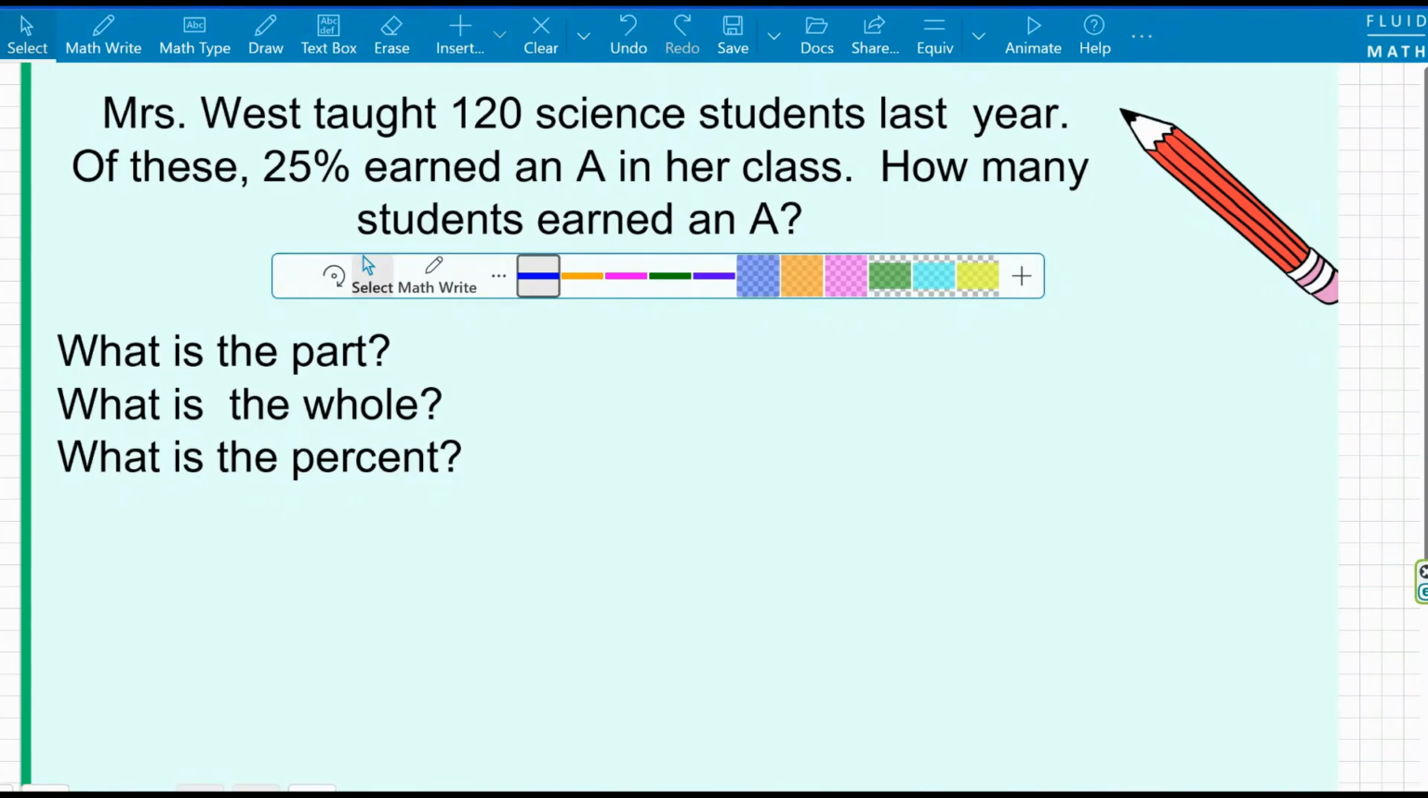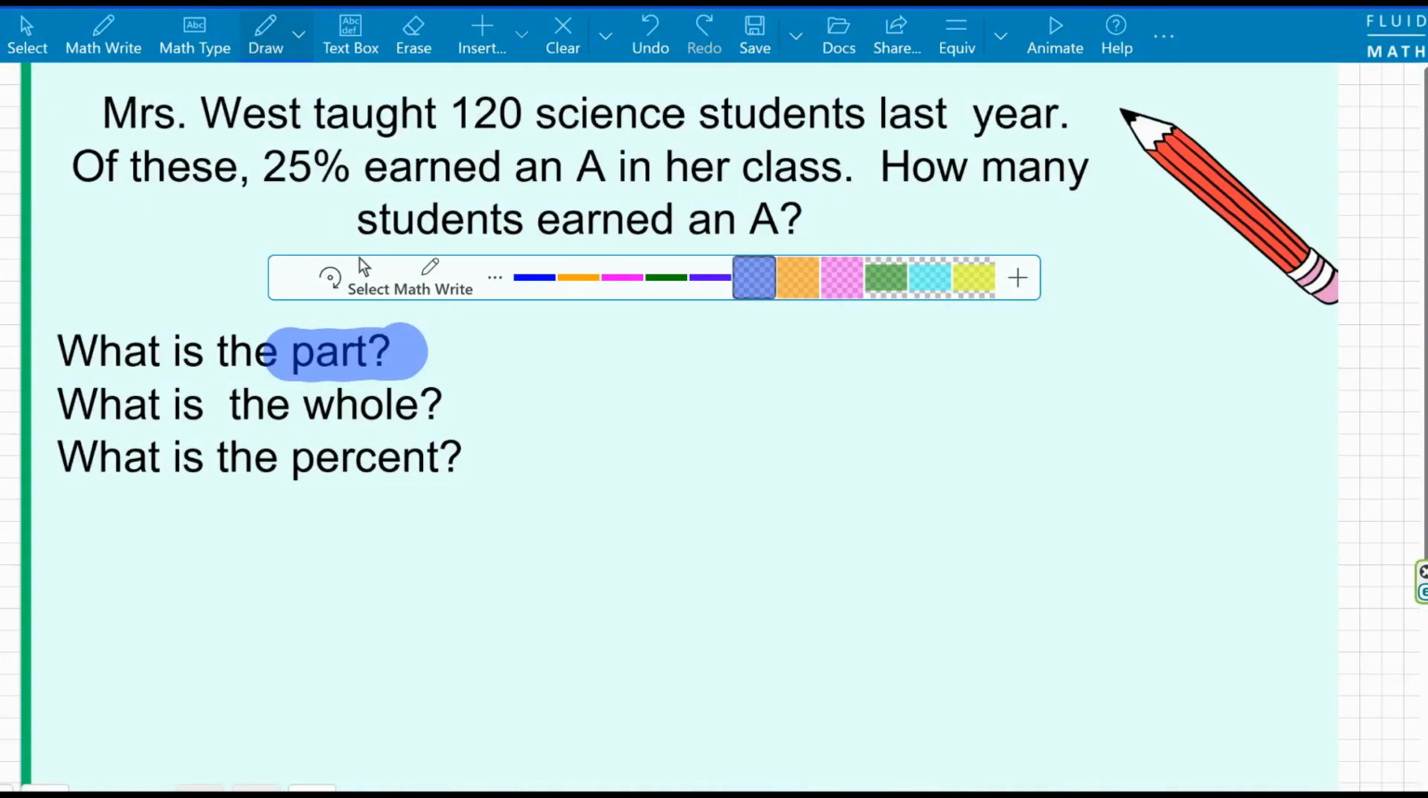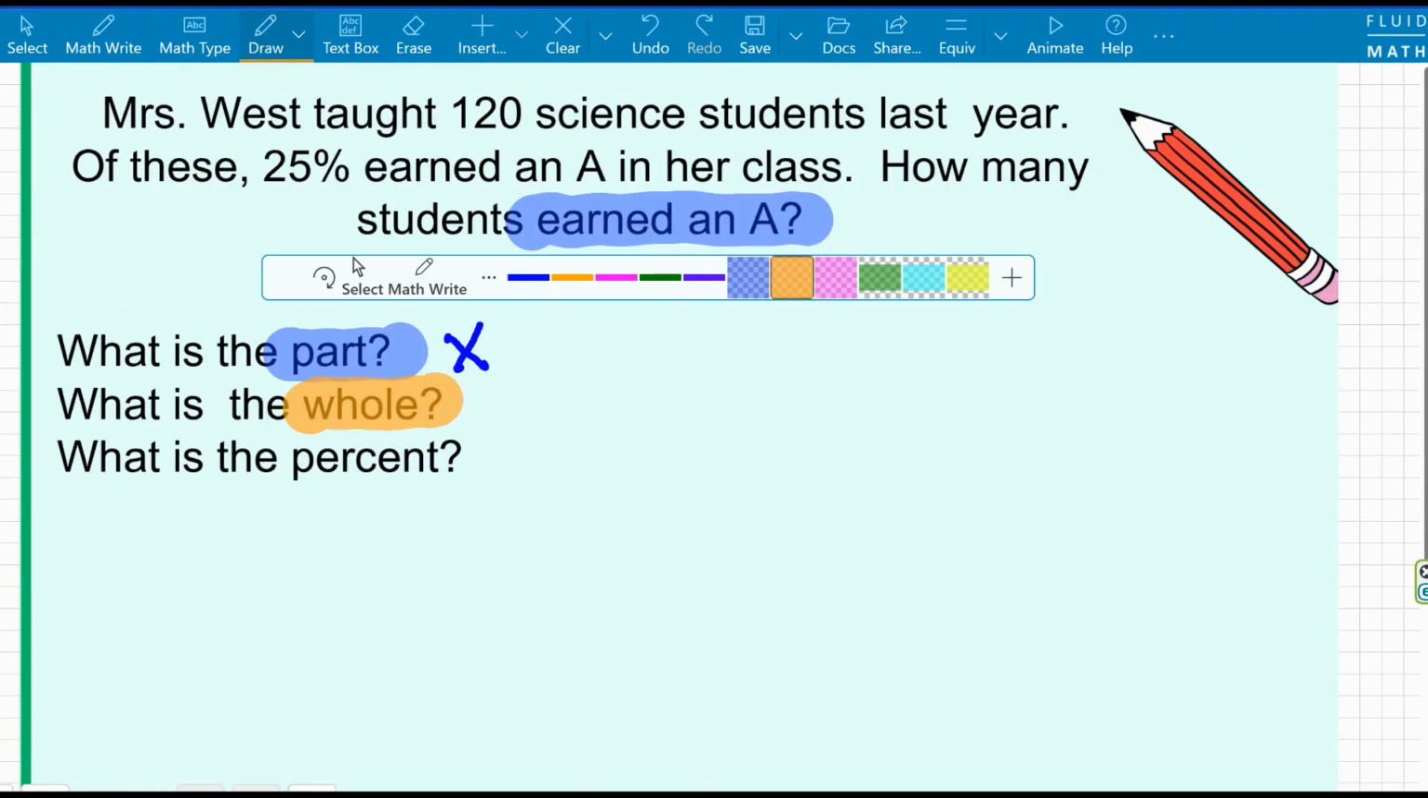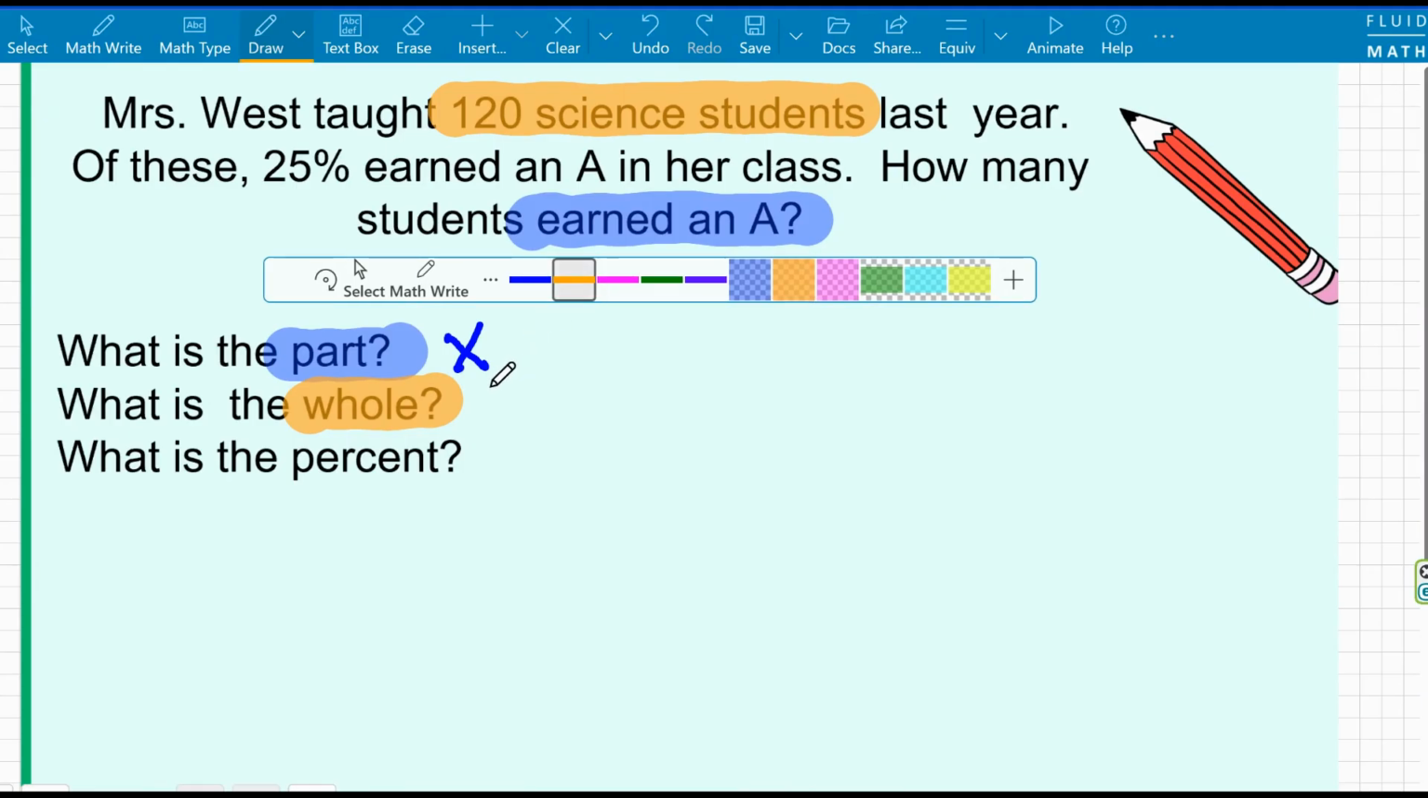Let's begin with that. If I identify the part and I look at my scenario where I have 120 total students, 25% earned an A, and I want to know how many earned an A. That is the part that I'm looking for, and that is missing. I can associate that with an X. The whole in this case is the total number of students. So I'm going to associate that with my orange color, and I'm going to also indicate that right here, 120 students. Lastly, identifying my percent.